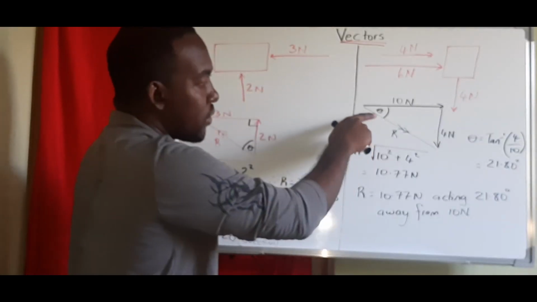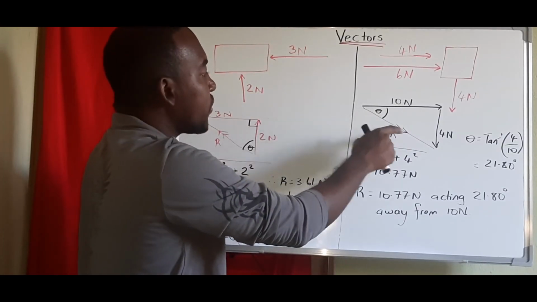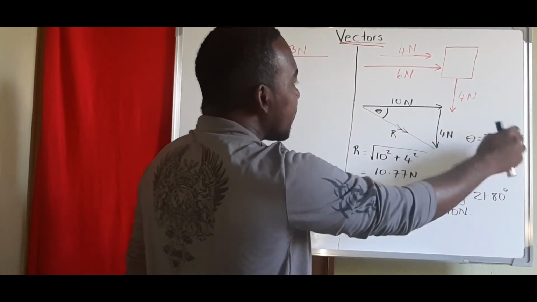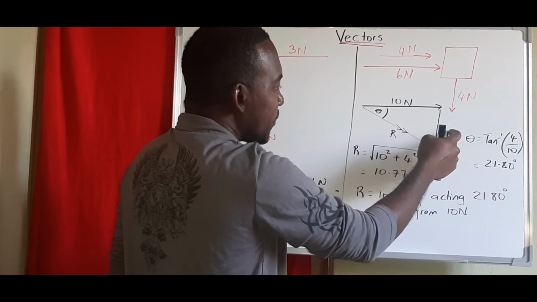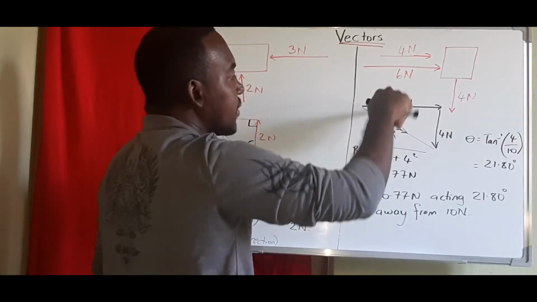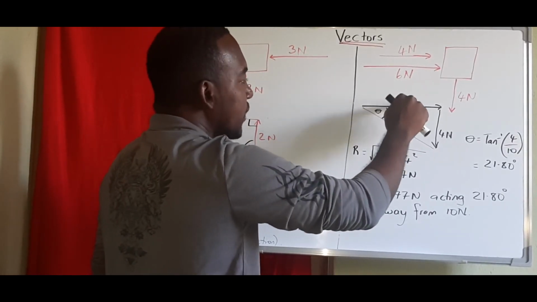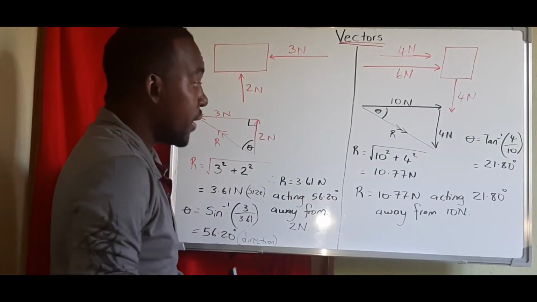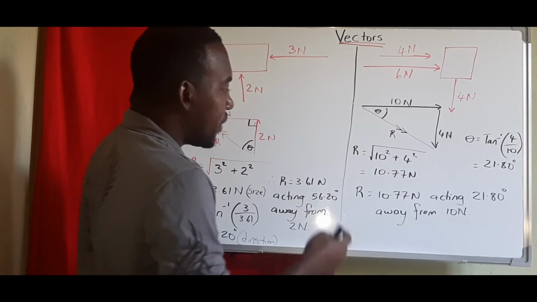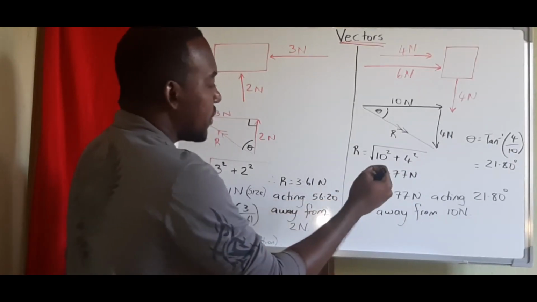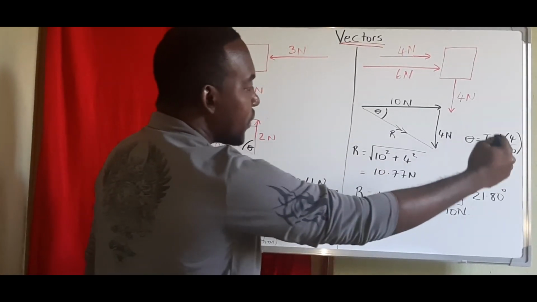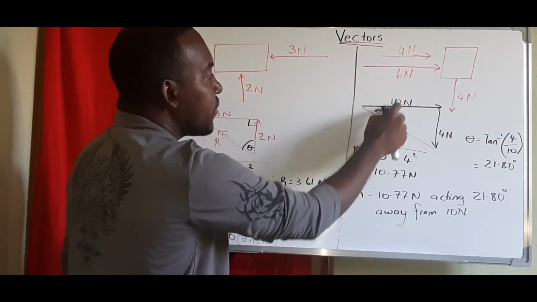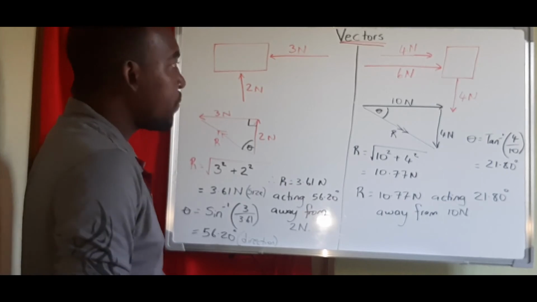Remember, the angle is always the one at the tail of your resultant, and in this case we use tan, right? So tan is the opposite, 4, over the adjacent to the angle, 10, so 4 over 10, and we get 21.80 degrees, right? So therefore our statement to finalize is that R is 10.77 newtons acting 21.80 degrees away from the 10 newton force.